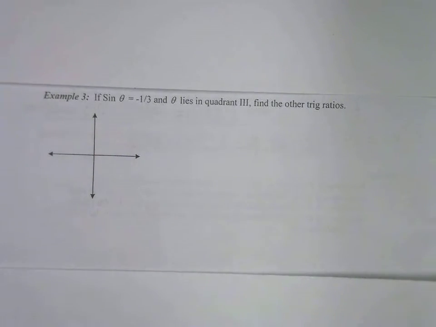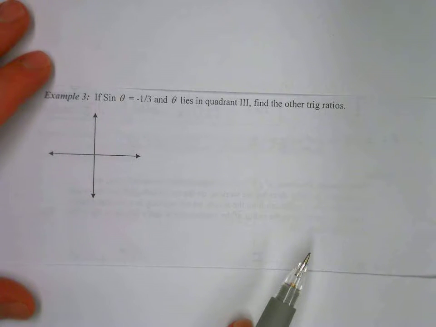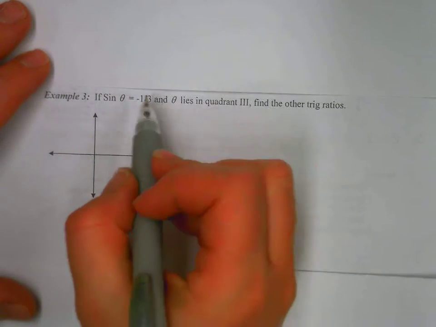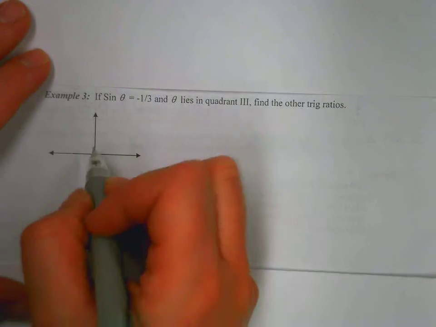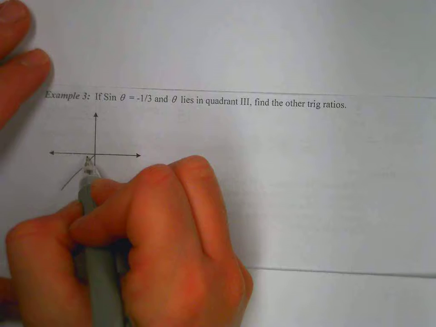Moving on to the third example, it tells us that sine of theta is equal to -1/3, and theta lies in the third quadrant. Find the other two trig ratios. So I'm going to sketch this angle, reference angle in the third quadrant. Here's my third quadrant. I'm going to create a right angle triangle.